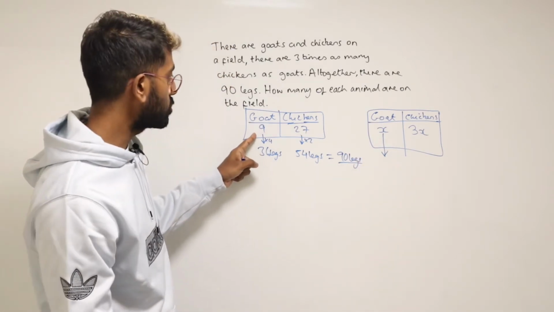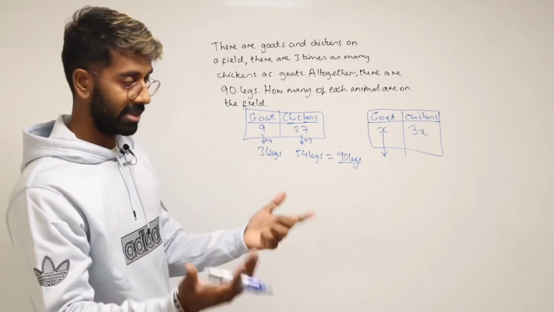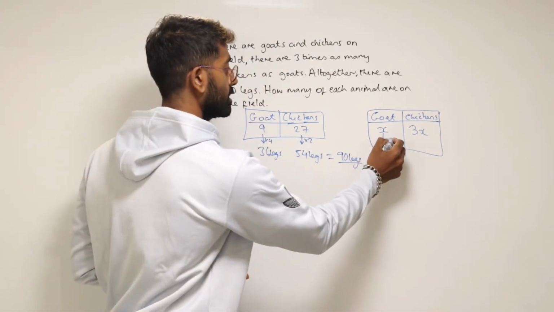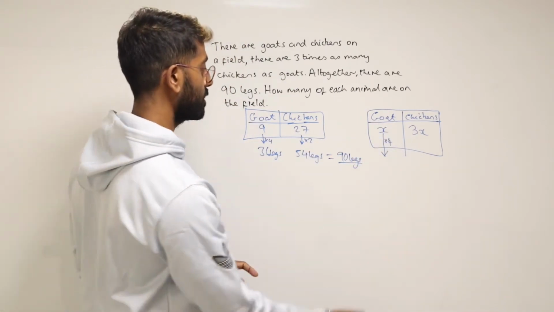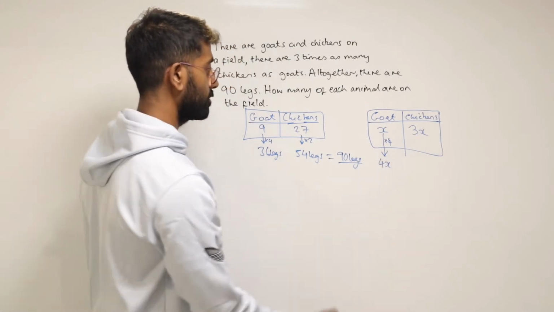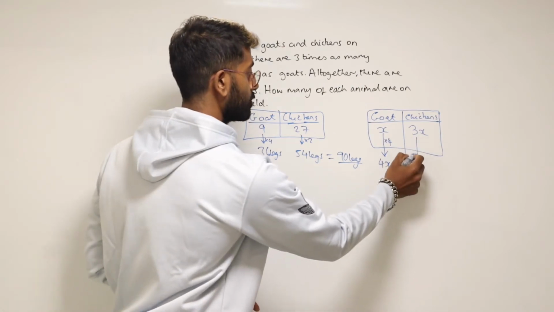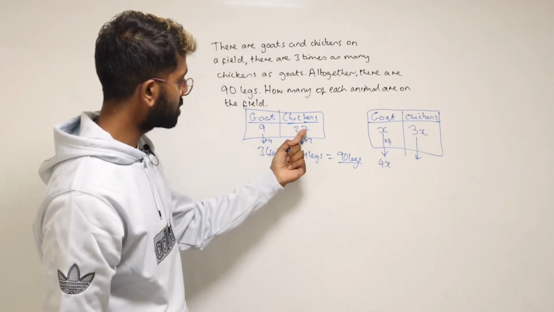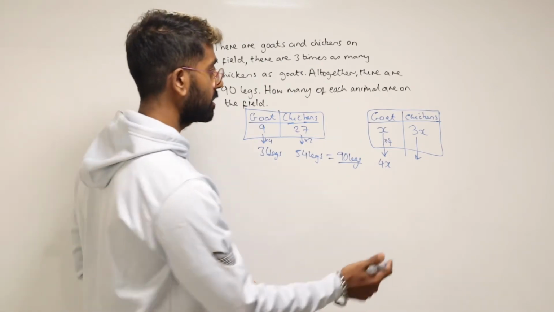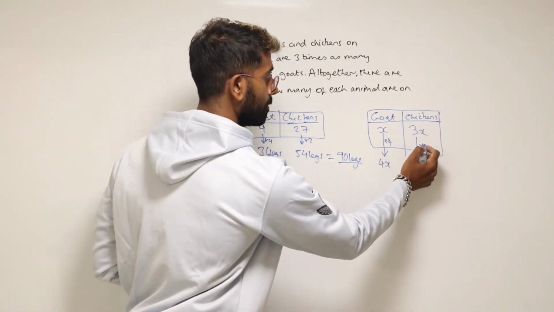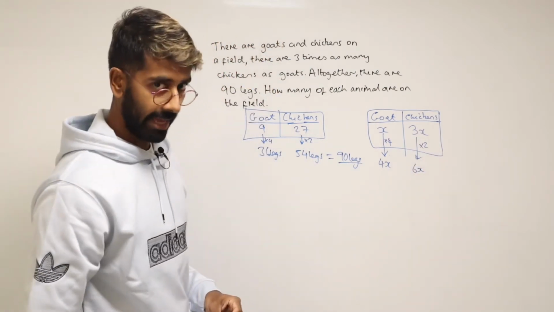Now, if we've got x goats, over here we had 9 goats. To find out how many legs they had, we multiplied it by 4, because every goat has 4 legs. So we'll need to times x by 4 to give me the number of legs that the goats have. That will be 4x. And for chickens, we took the number of chickens and multiplied it by 2 to find their legs, because they've got 2 legs. So that's going to be 6x.